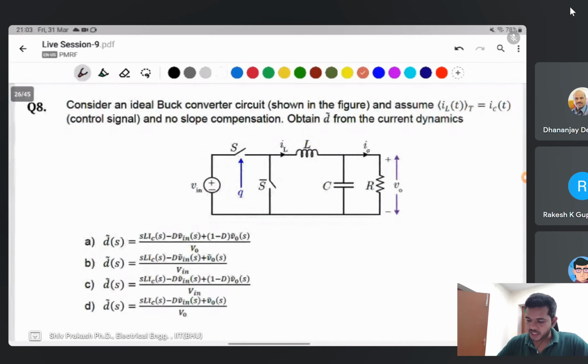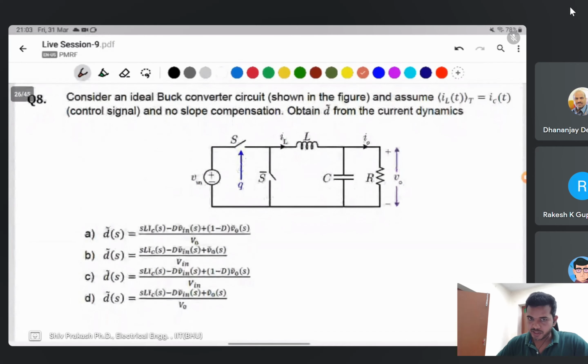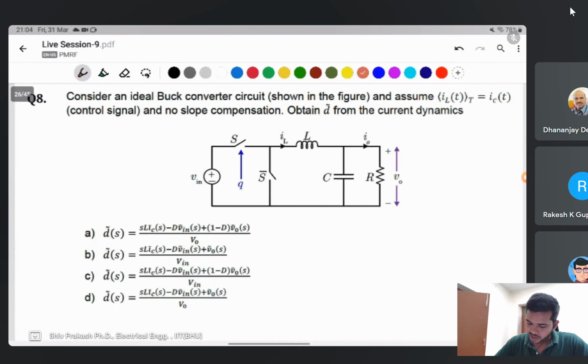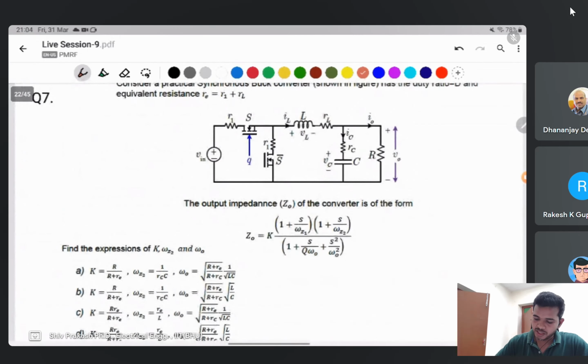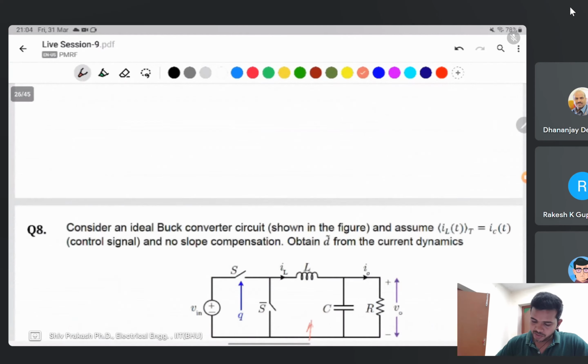Okay, I will take a second question, which is a normal question. After that I will go over there. A simple buck converter. This one is also a buck converter, but resistance is there. That's why it will take some complication. So first I will explain this one.